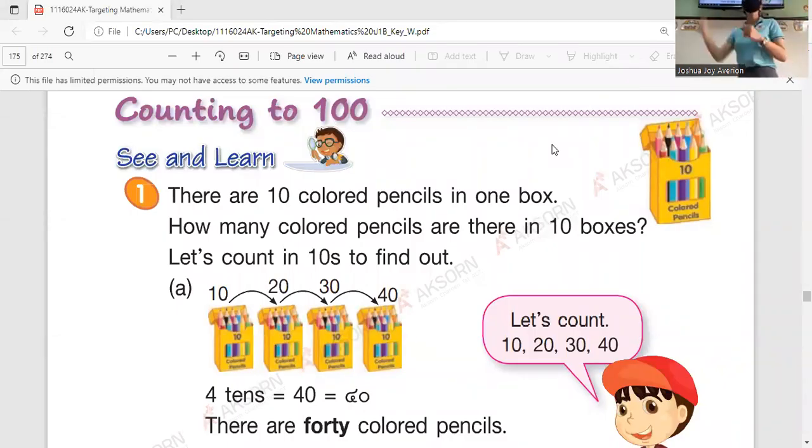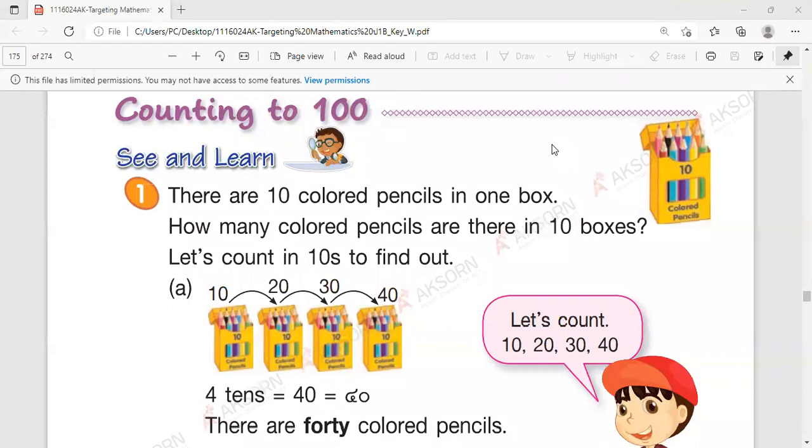Good morning, everyone. Are you ready? We're done with numbers up to 20, up to 40. Now we're going to learn about numbers up to 100. Let's start our lesson for today. It is counting to 100.